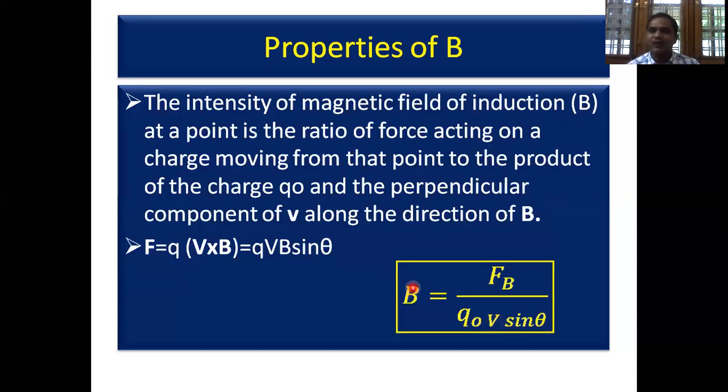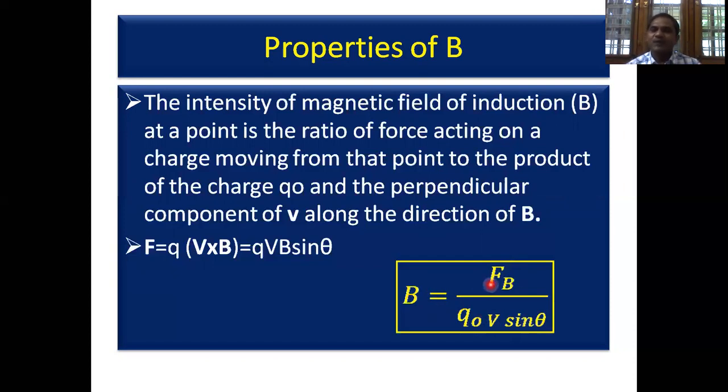So how do we define B? The ratio of the force experienced by the charged particle to the product of charge and velocity component perpendicular to the field direction is nothing but the magnetic induction field strength, or the intensity of magnetic field of induction.